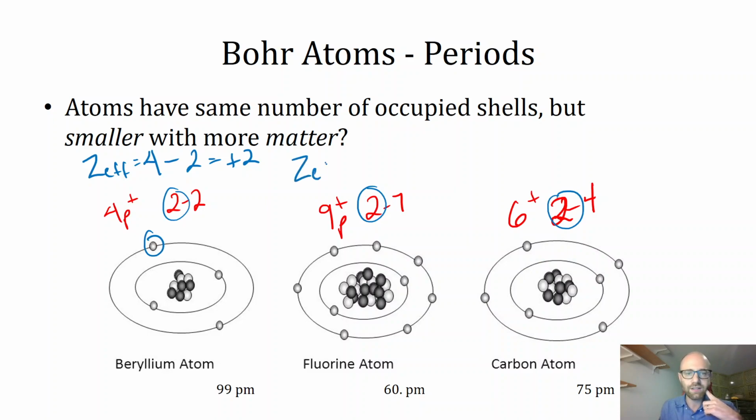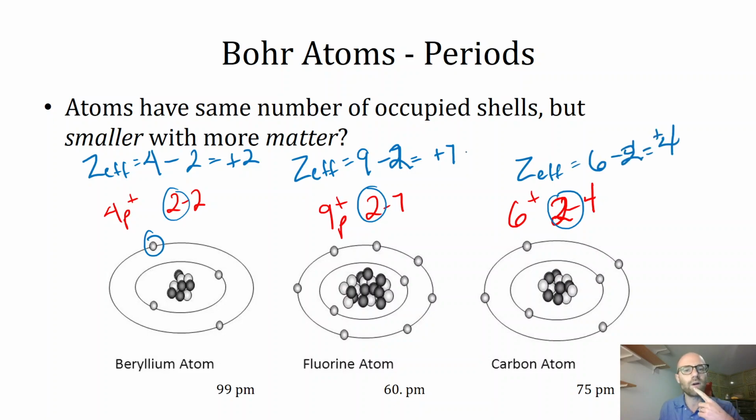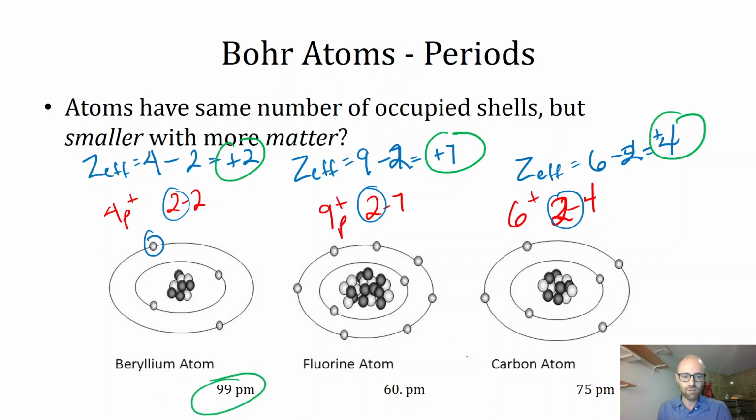For fluorine, you're going to have 9 minus 2, which is equal to a plus 7. And then for carbon, you get a plus 4. Oh, well, this is interesting, because now we can say, well, look, there is a number that seems to correlate directly with the atomic radius.